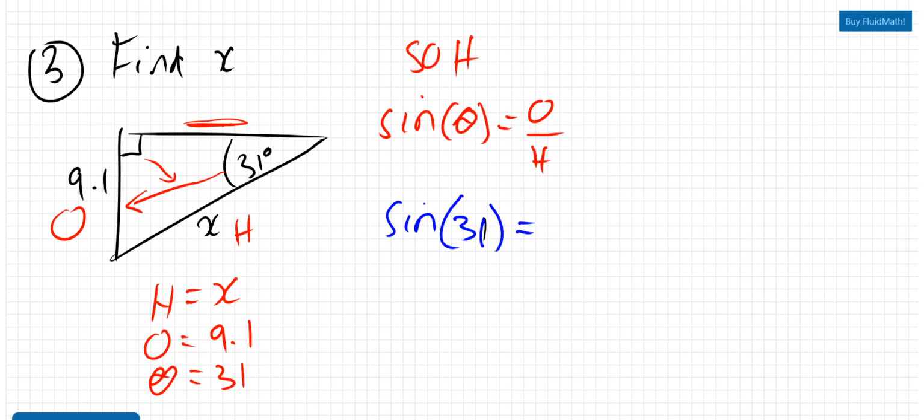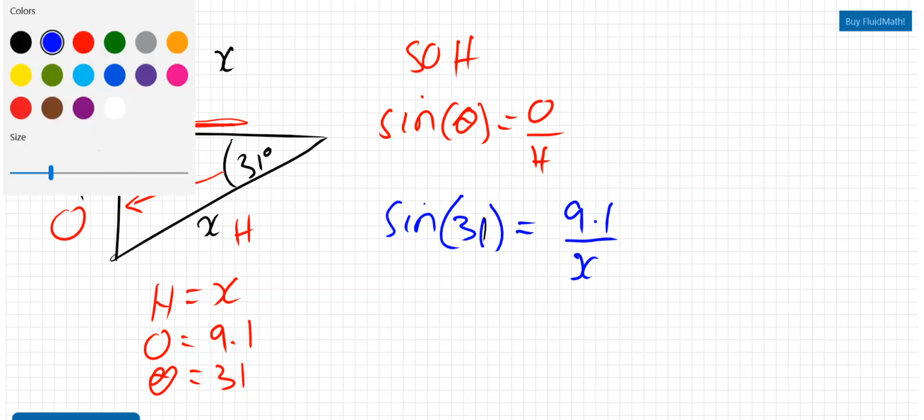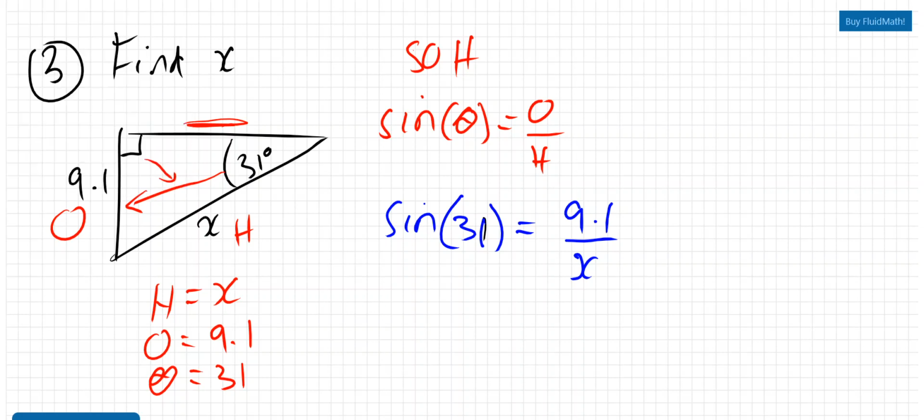Whoop, it's equal to O, which is 9.1 over H, which is X. Now you can see how this one is different. Where is my X or my unknown variable? It's on the bottom, okay? So I have to solve this by trying to get X on top.